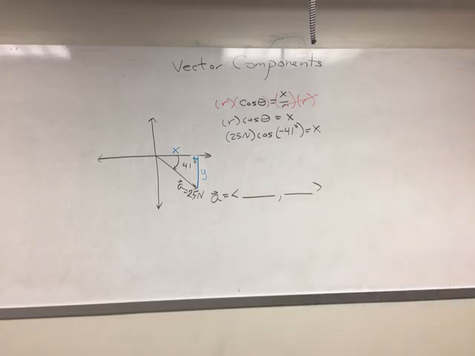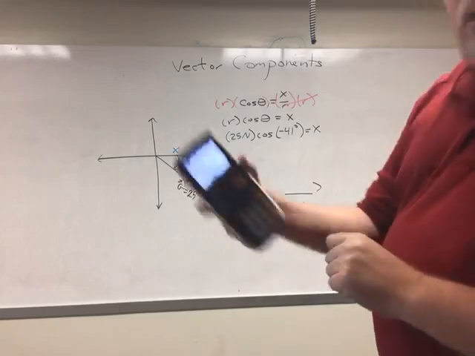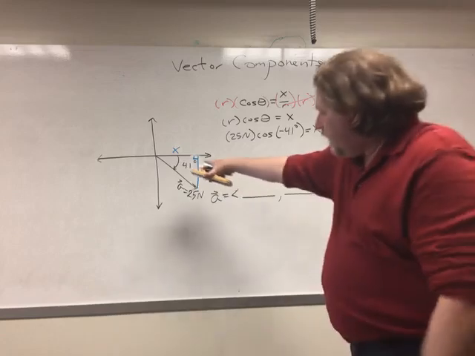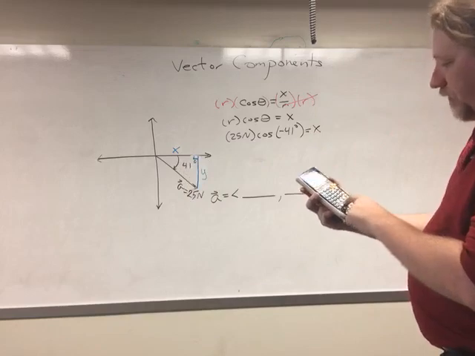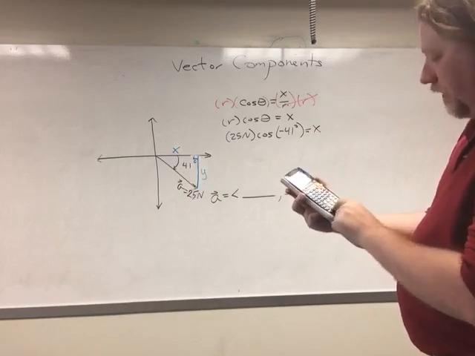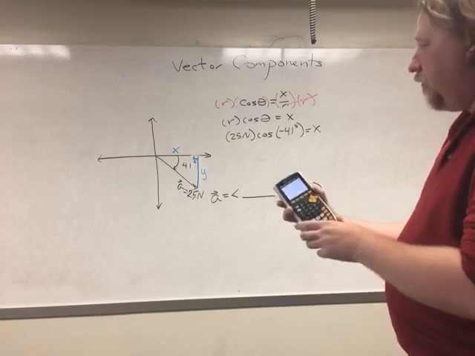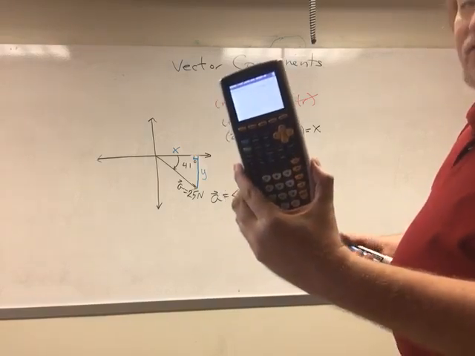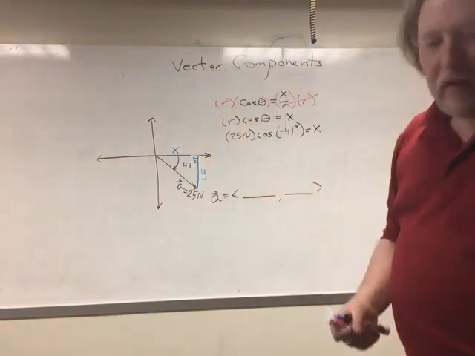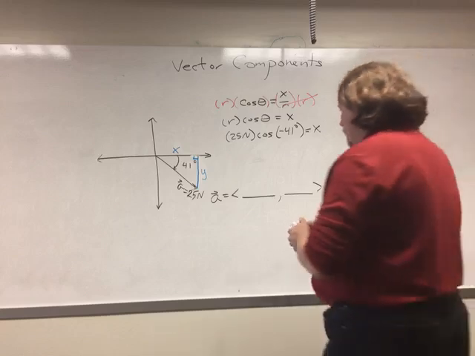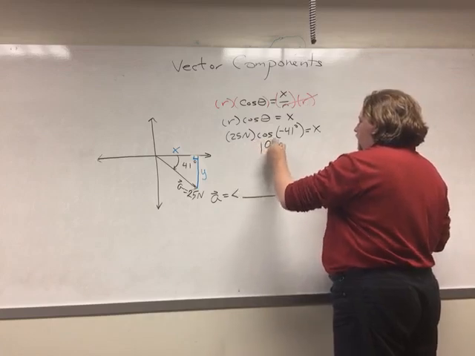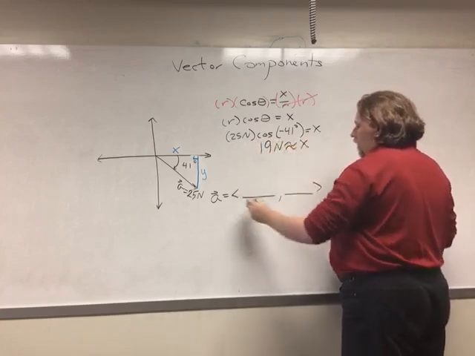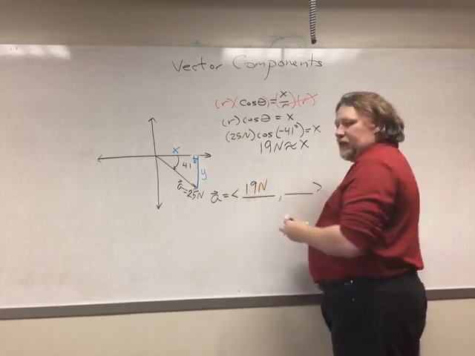So now I go over here, and I grab my calculator. Check my mode, always check my mode. I'm working in degrees this time, so I'm making sure that I'm in degrees. I have 25 newtons times the cosine of negative 41 degrees gives me 18.87 newtons. Now this problem only has two significant figures, so I'm going to round that to 19 newtons. 19 newtons is x. So there's my x component, 19 newtons.